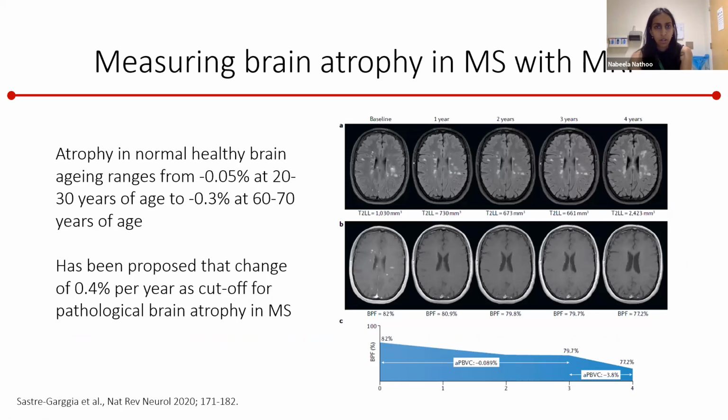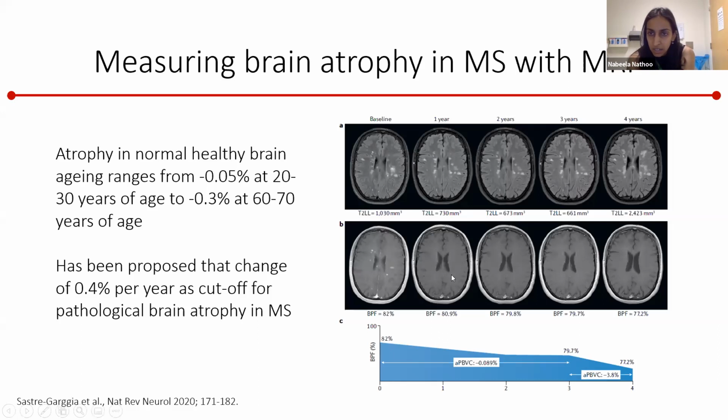So there has been some discussion about what atrophy looks like in a normal brain versus an MS brain. In normal aging, your brain loss is about 0.05% at 20 to 30 years, up to about 0.3% at 60 to 70 years of age. MS brains tend to have atrophy at a higher rate than that, and the proposed cutoff has been 0.4% per year.